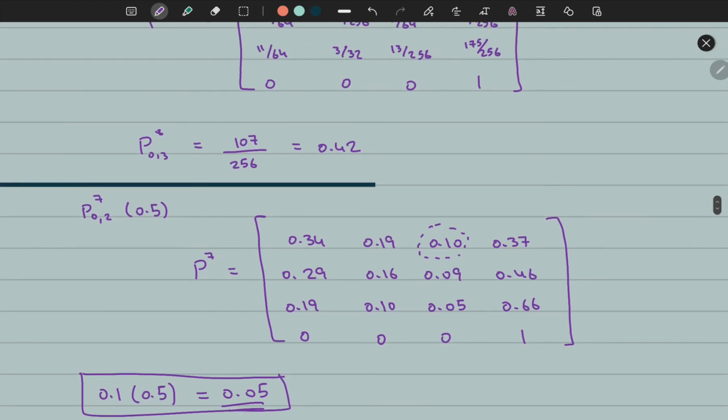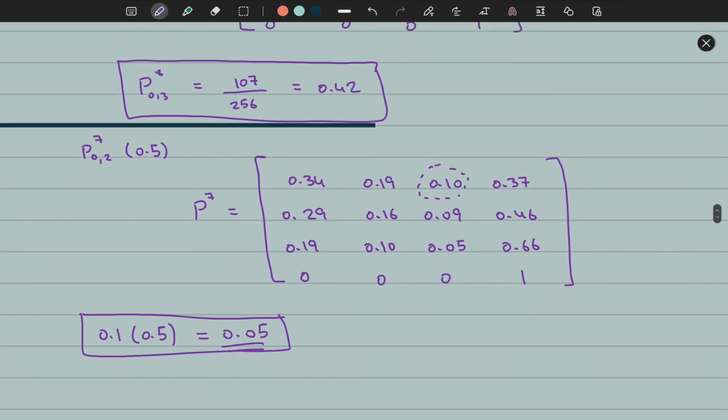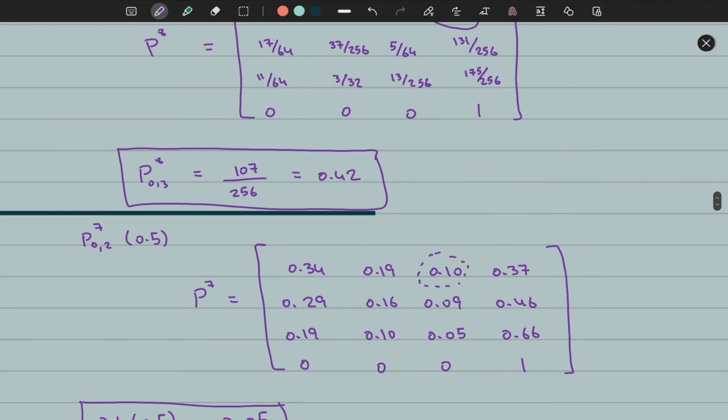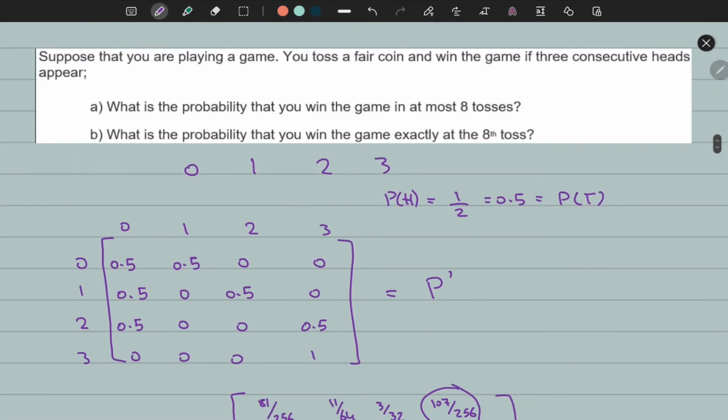And now let's see the difference. Here, to win in at most 8 tosses is 0.42. But to win in exactly 8 tosses is 0.05. The reason behind this is that we are restricting the game to finish in exactly 8 tosses. But in the previous one, it can finish in 3 tosses, in 4 tosses, in 5 tosses, in 6 tosses, in 7, and in 8. So all these probabilities are adding up to reach 0.42. This was the solution for this question right here.